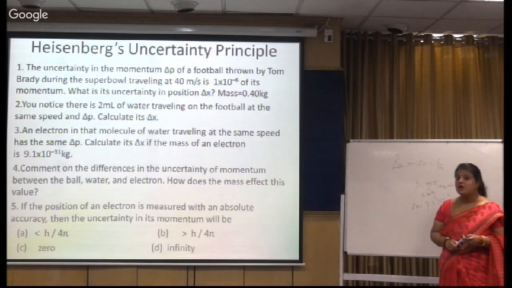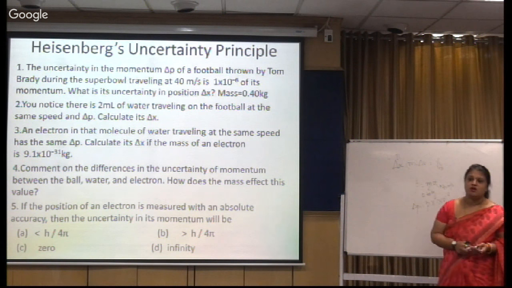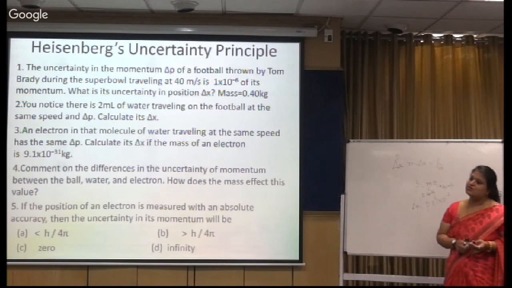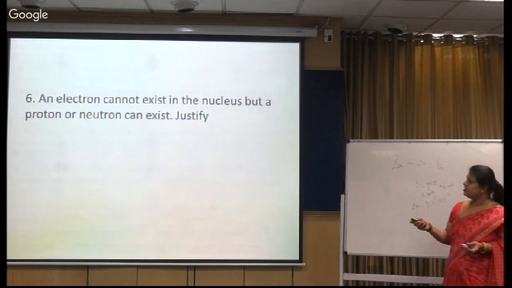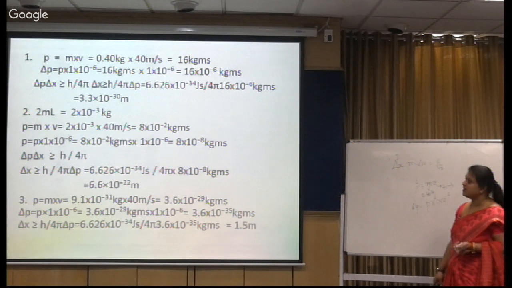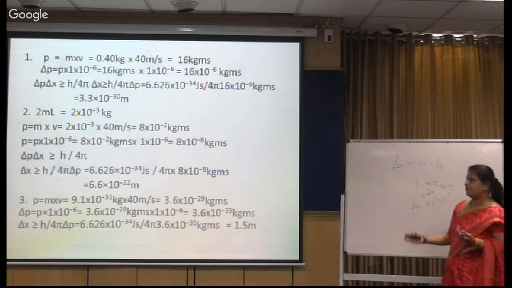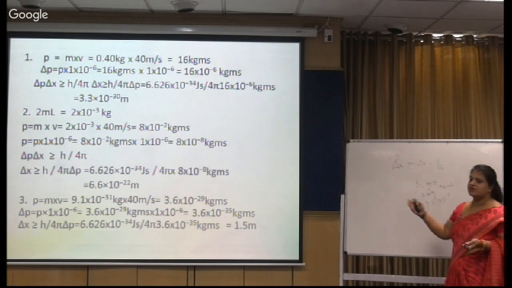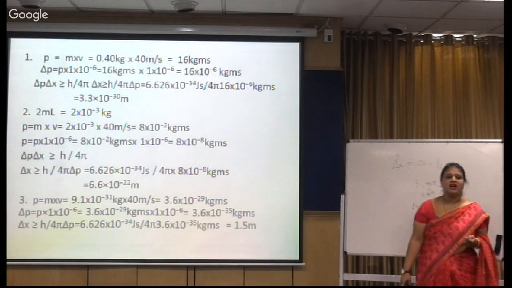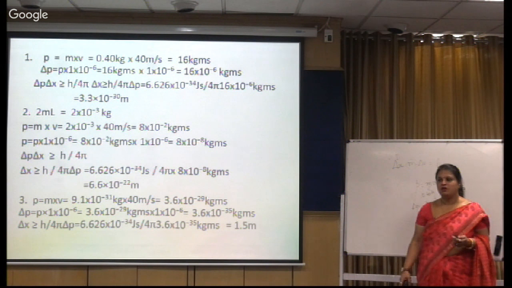But what about mass? You can assume the density of water to be 1. So you just convert 2 ml into kgs. That is 2 into 10 to the power minus 3 kg. Okay. Now mass is known to you. Velocity is also known to you. Delta P is known to you. You can simply calculate the uncertainty in position. You can just note it down.